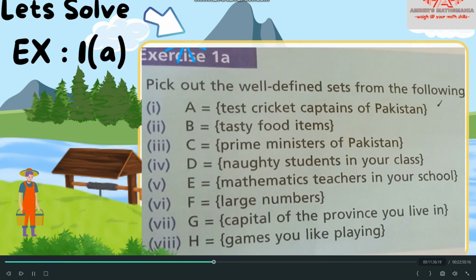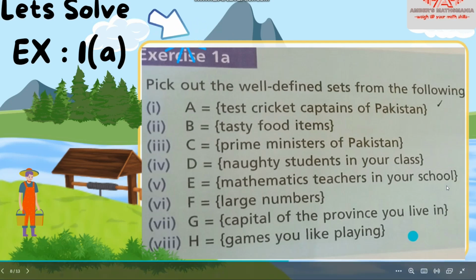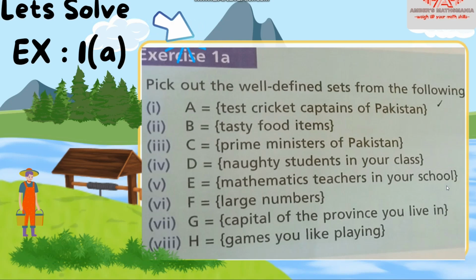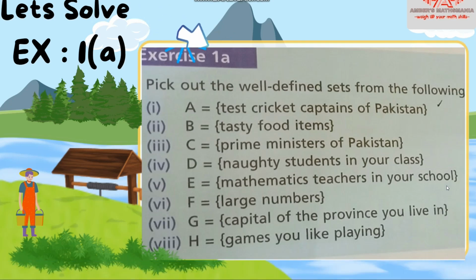Yes, Prime Minister of Pakistan, we can list it down in set C. D is equal to naughty students in your class. This D says naughty students in your class. Naughty students are not always naughty, so this is also not a defined set, because there are many students who are naughty in one class, but in another class they are very well mannered and organized and do their work properly. I don't know, maybe because of their interest in some subject or they are afraid of some teacher.